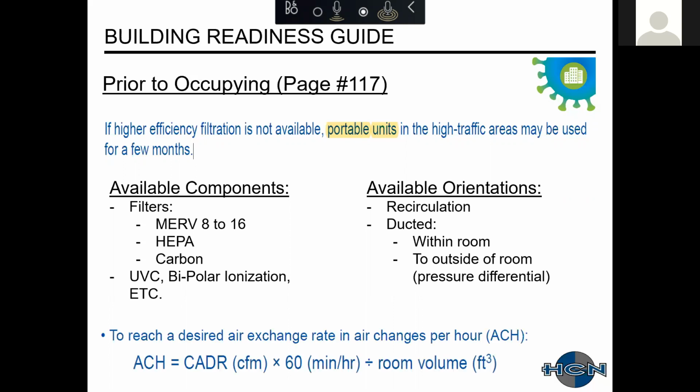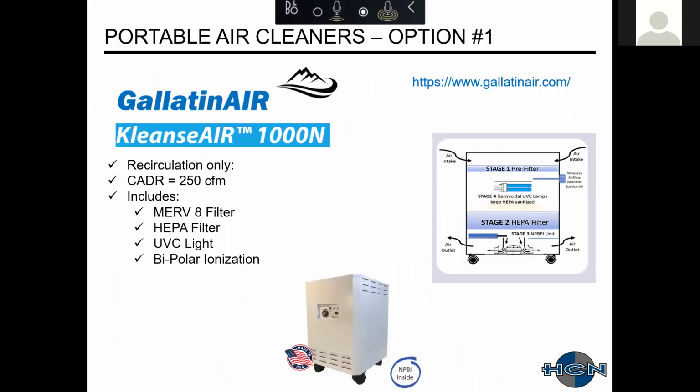What they're looking for is that you want to reach a desired air change rate per hour. Obviously, everybody knows how to calculate air change rate. The one thing I just want to point out is that the building readiness guide for the portable air cleaners does not say, okay, size the portable air cleaners for 1 air change per hour, or 3 air changes per hour, or 6 air changes per hour. So HC&I has 4 different portable air cleaner options available.